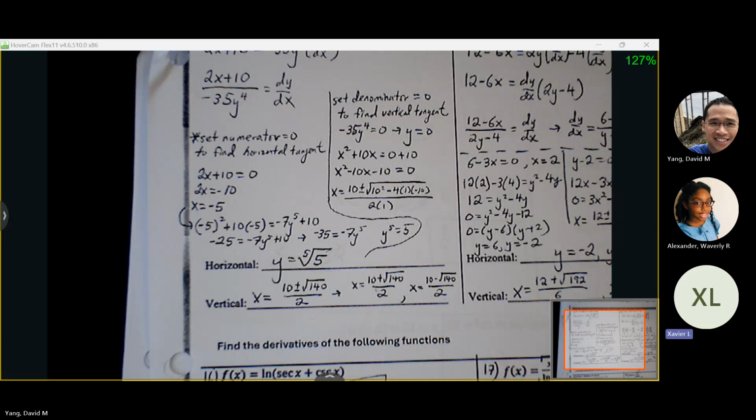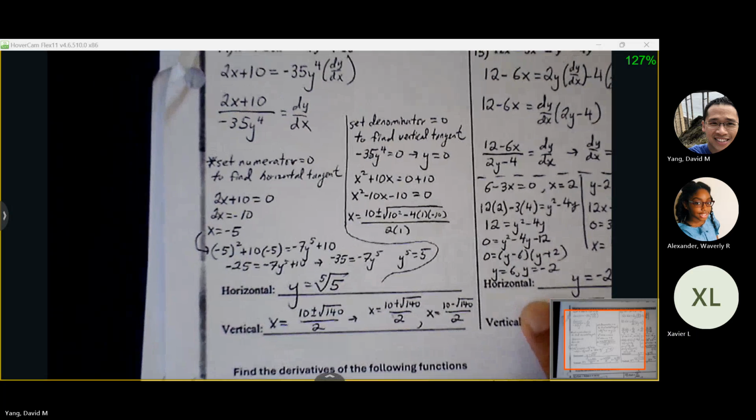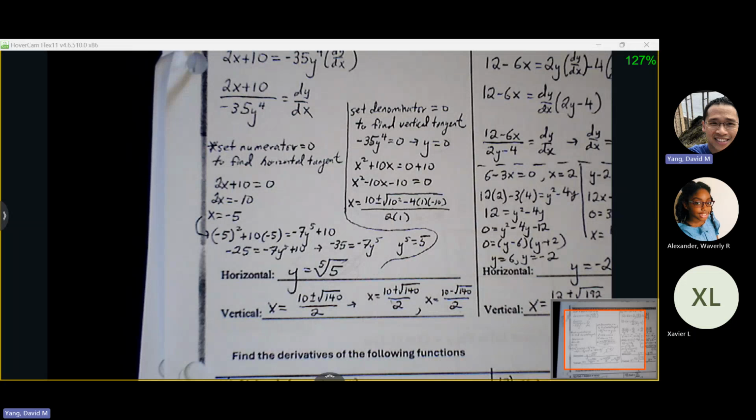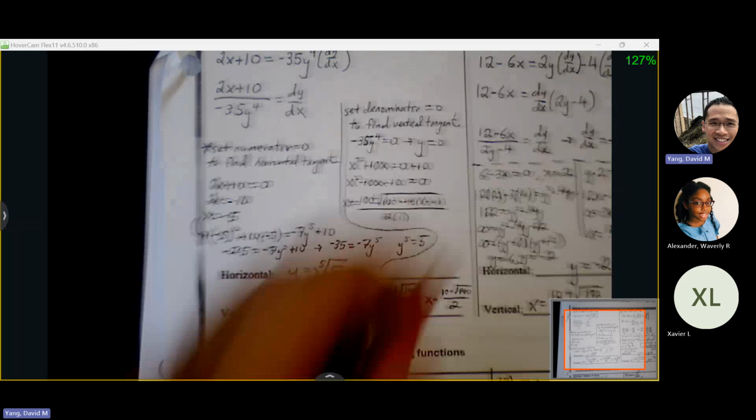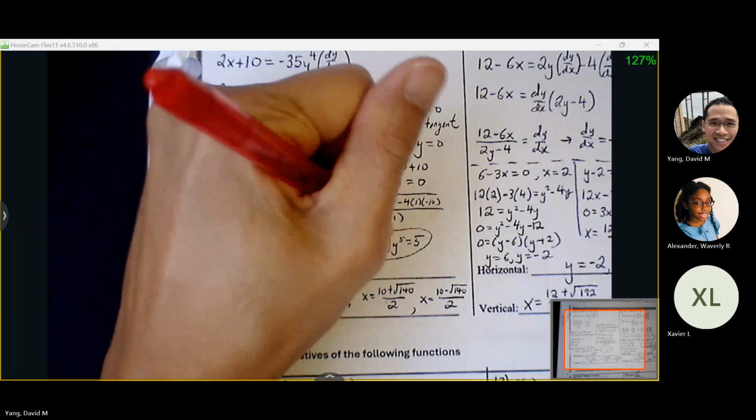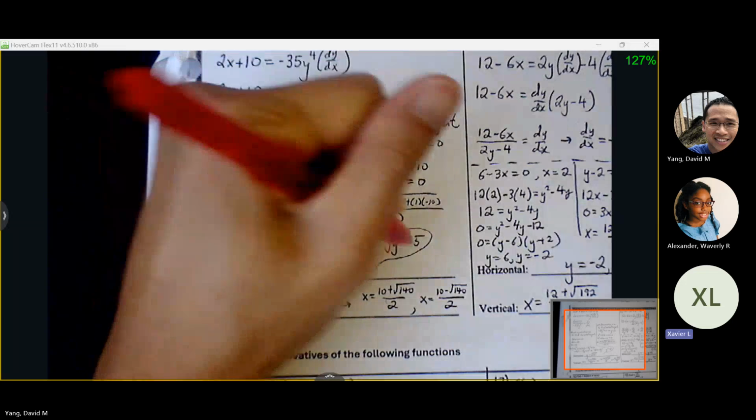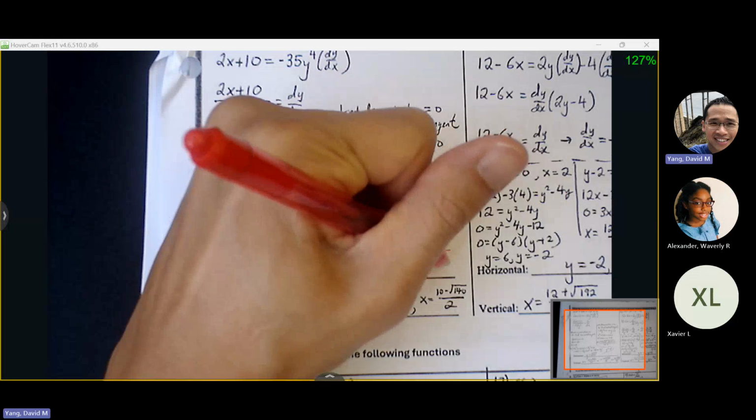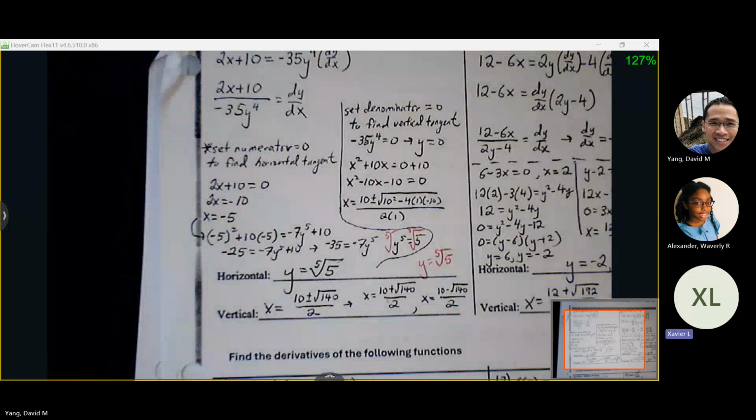How'd you get the 5th root for the horizontal tangent? It's like a little 5. 5th root. Yeah. So if I have y to the 5th is equal to 5, if I take the 5th root, it gives you the 5. Okay, yeah. Gotcha. So y is equal to the 5th root of 5. Got it. Okay.